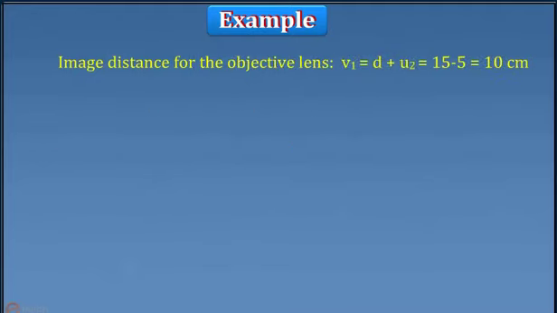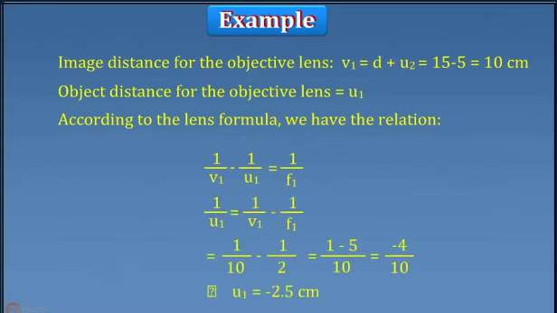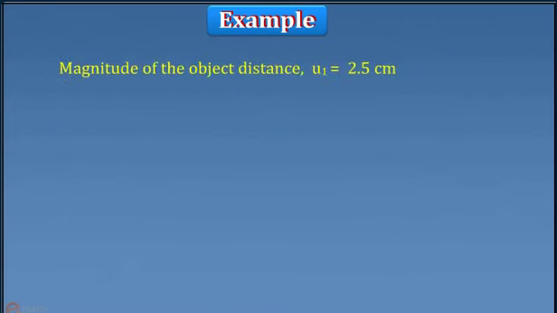Image distance for the objective lens equals v1, which equals d plus u2. This implies image distance equals 10 centimeters. Object distance for the objective lens equals u1. According to the lens formula, we have the relation 1 by v1 minus 1 by u1 is equal to 1 by f1. Therefore, on substituting v1 and f1, we have u1 is equal to minus 2.5 centimeters. Therefore, magnitude of the object distance u1 is equal to 2.5 centimeters.